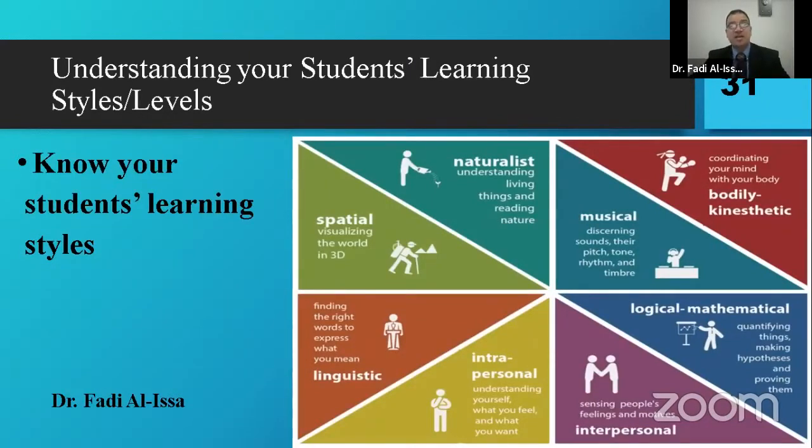And as you can see here, you have the theory of multiple intelligences. That means people learn in different ways and not just in one way. And this was introduced by Howard Gardner. Okay, there are 8 different types of intelligences: the linguistic, logical, social, bodily, musical, interpersonal, and naturalist. So you need to understand what kind of learning your student likes.